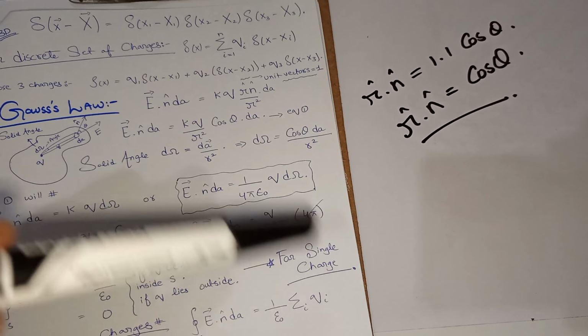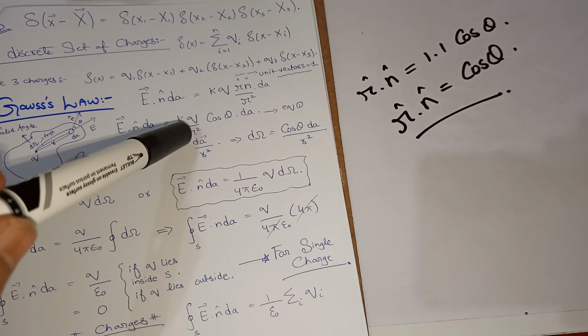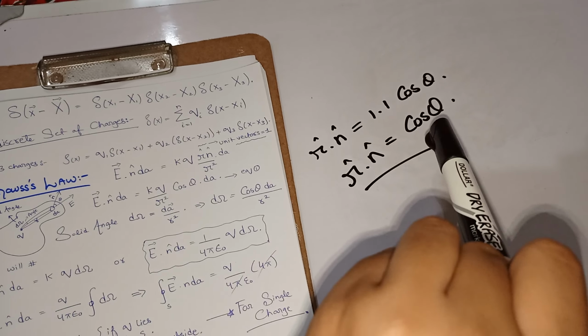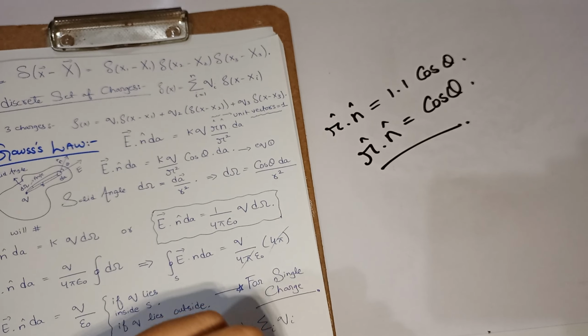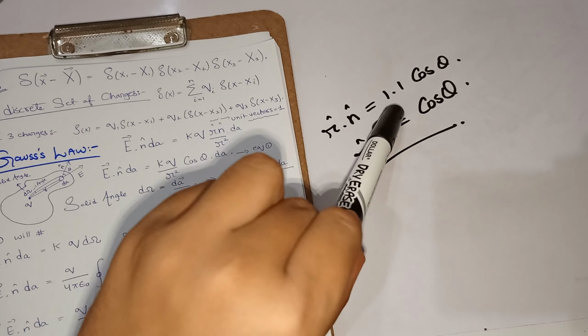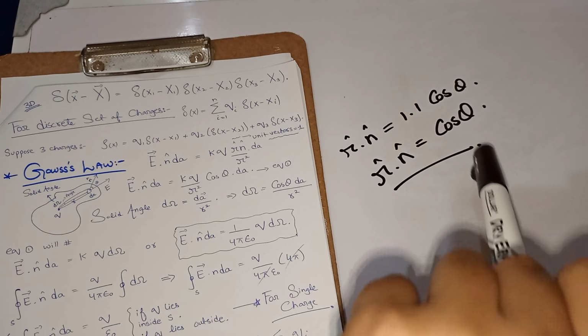Now, because it is the unit area, it is also replaced by cos theta, because r cap and n cap are the unit vectors, 1 dot 1. So 1 dot 1 equals 1, and it becomes cos theta.